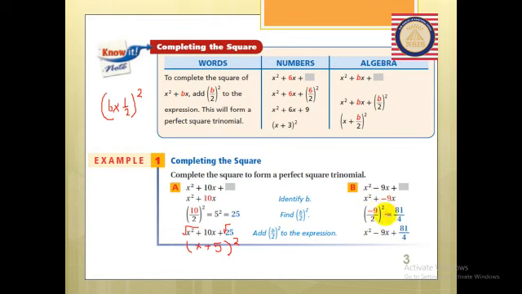Negative 9 over 2, so it will be 81. Okay, negative 9 power 2 is 81, and 2 power 2 is 4. So 81 over 4. And this is the perfect square trinomial. Okay? So how can I get the factorizing brackets?